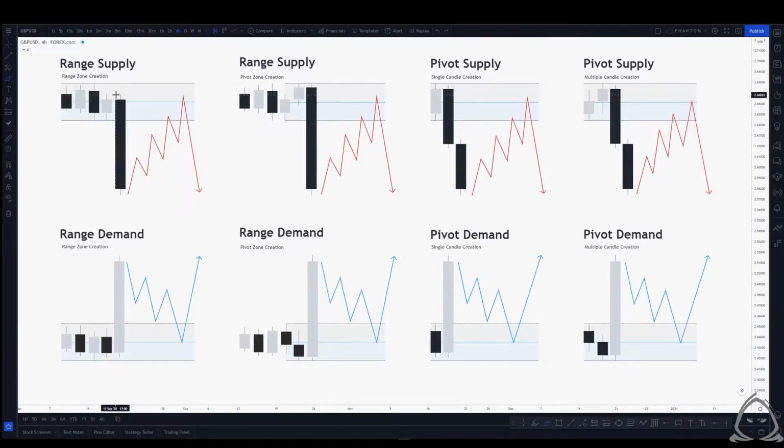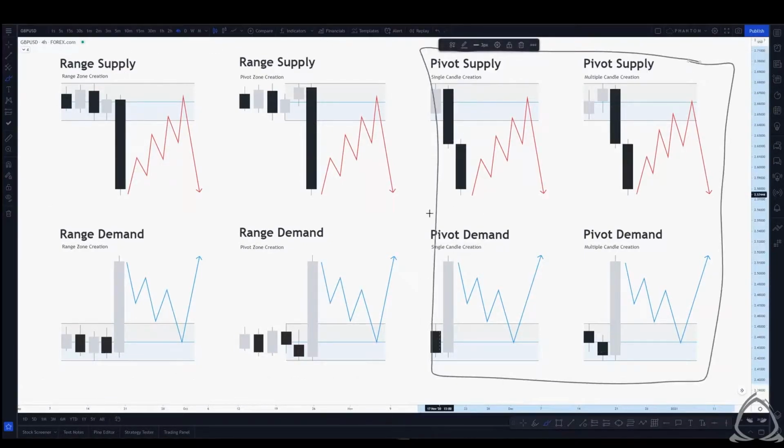As well, if we go back to the first example, we could also use this last bullish candle before this bearish expansion to the downside, or this bearish candle before the bullish expansion out of this area. And this just explains and further adds to the level of refinement that you can have on range supply and demand, and how we can also just use the concept of pivots to build onto the idea of range supply and demand.